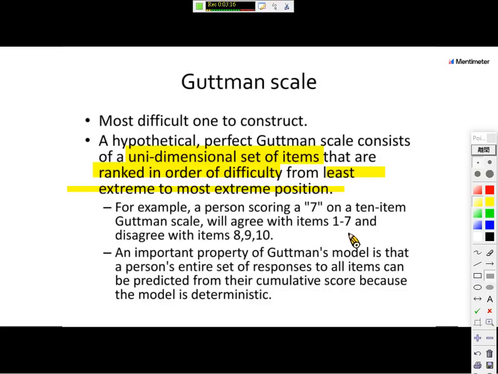As you can see here, for example, if a person scores a 7 on a 10-item Gottman scale, then he should be able to agree with items 1 to 7, but not 8, 9, 10. Is that right? Theoretically.